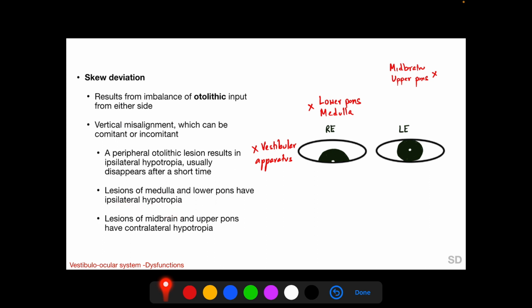However, skew deviations with lesions of midbrain and upper pons have contralateral hypotropia. So a hypotropic skew deviation can result from either a lesion to the ipsilateral vestibular apparatus, in which case it is short lasting, or from a lesion in the ipsilateral medulla or pons, or from a lesion in the upper pons and midbrain of the contralateral side.